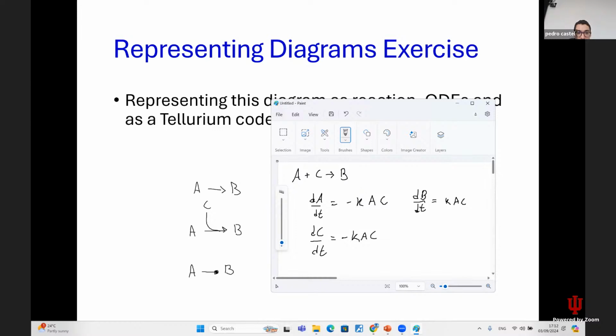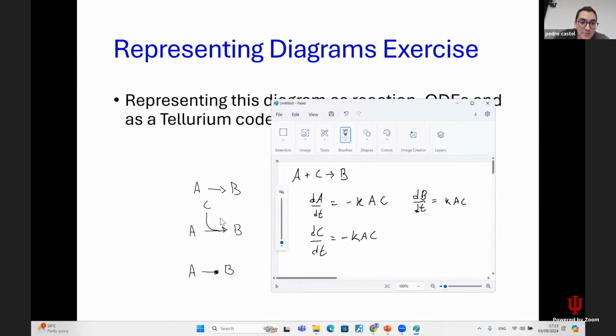Let's try the one below. A promotes B. In the second equation, C is a catalyst, right? Sorry, C is what? C is the catalyst. No, this is no. No.